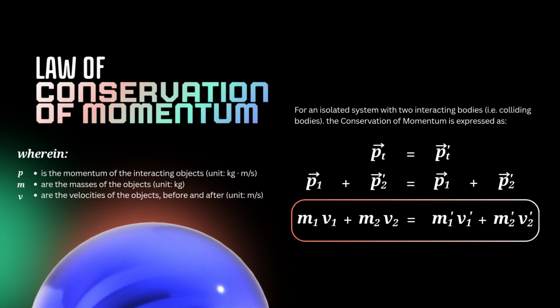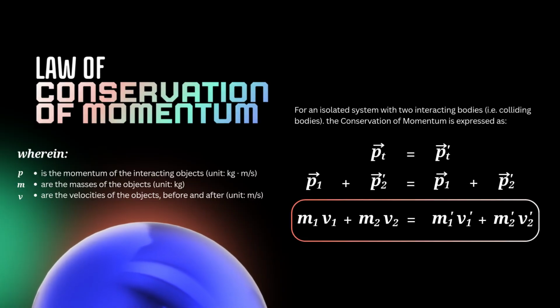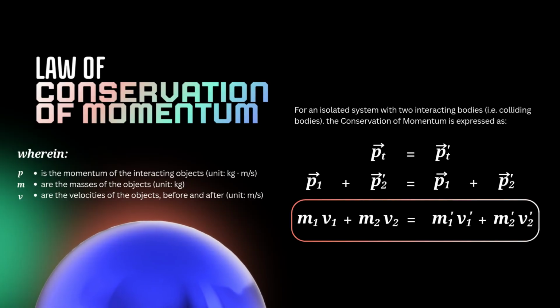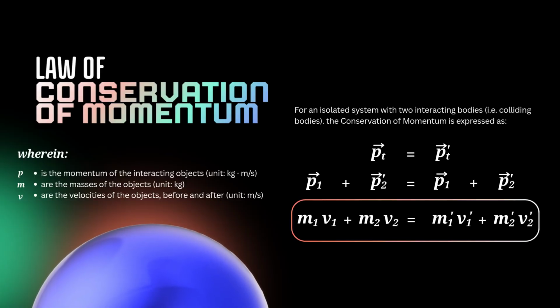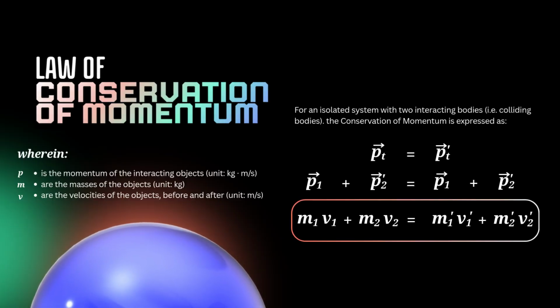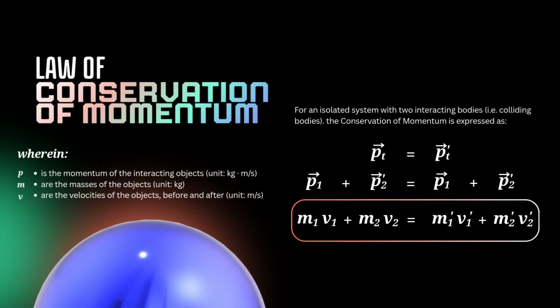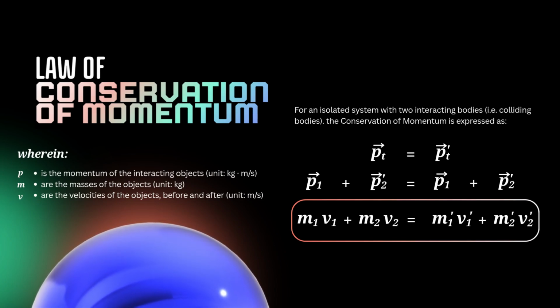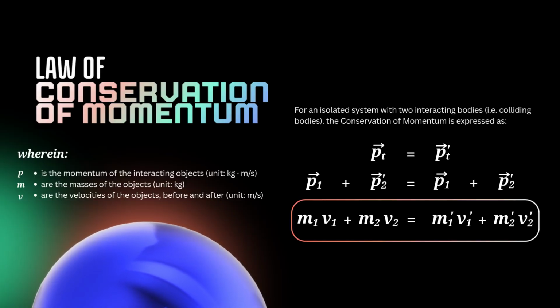Here, we're going to delve deeper into the mathematical expression of the conservation of momentum for an isolated system. First, let's break down the equation. m1 v1 plus m2 v2 is equal to m1 prime v1 prime plus m2 prime v2 prime. This represents the momentum before and after the interaction of two bodies. The left side of the equation reflects the initial momentum, while the right side shows the momentum after the interaction.